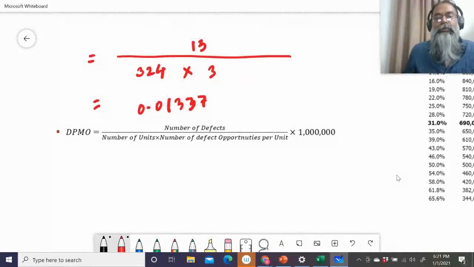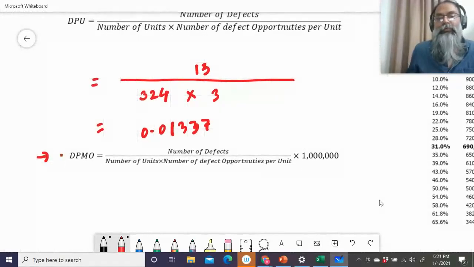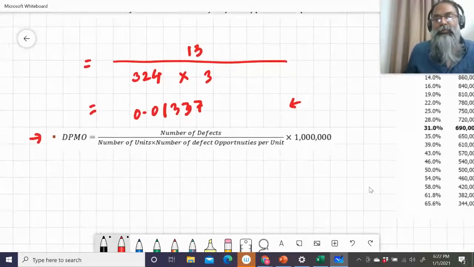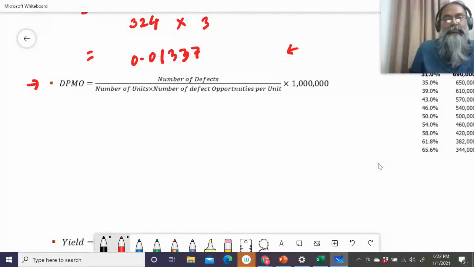But for calculating process sigma, the most important part is the DPMO. You will see why this defects per unit is important. It would be important to calculate the yield of a process. So we'll come back to that particular topic in a few minutes. But let's first calculate the defects per million opportunities.